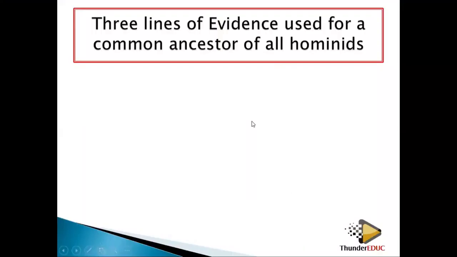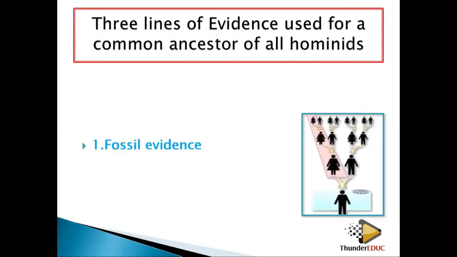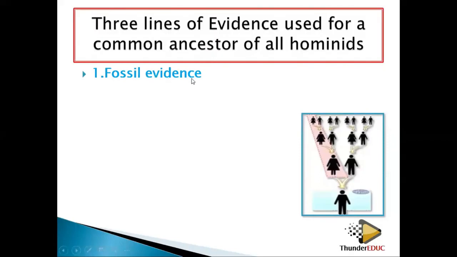Today we are going to be looking at the three lines of evidence used for the common ancestor of all hominids. The three lines of evidence used: number one, fossil evidence. Fossil evidence, we are going to look at the different fossils. Remember, fossils are remains of living organisms. The organisms which existed, their remains form what are called fossils.